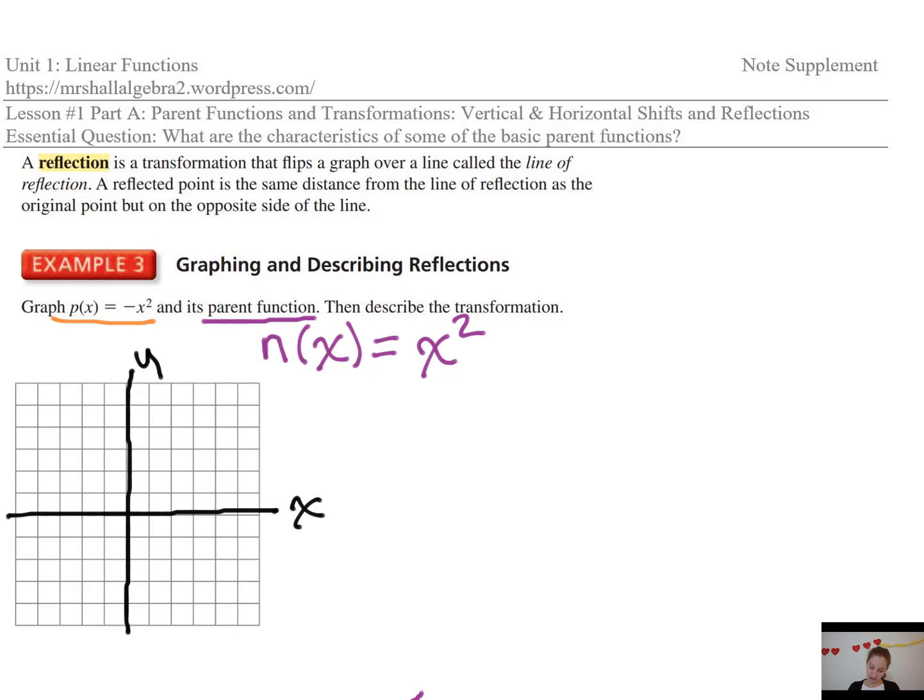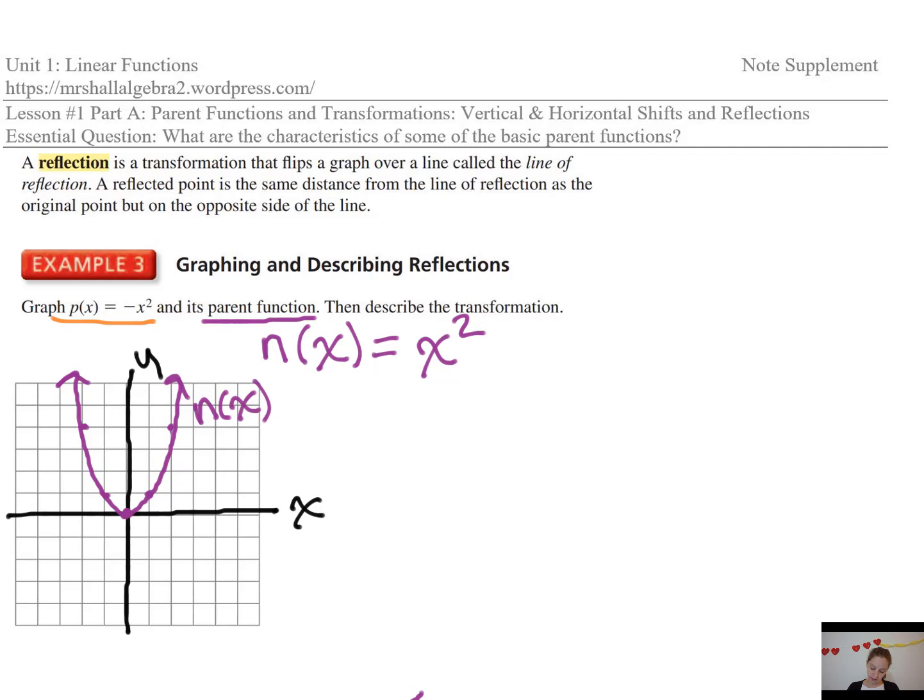And again with the parent function, x squared, so 0, 0, 1, 1, negative 1, 1, 2, 4, 1, 2, 3, 4. So what I'm doing is I'm taking that x value and I'm squaring it. Negative 2, square it, I get 4, 1, 2, 3, 4. Here's the parent function that I have labeled n of x.